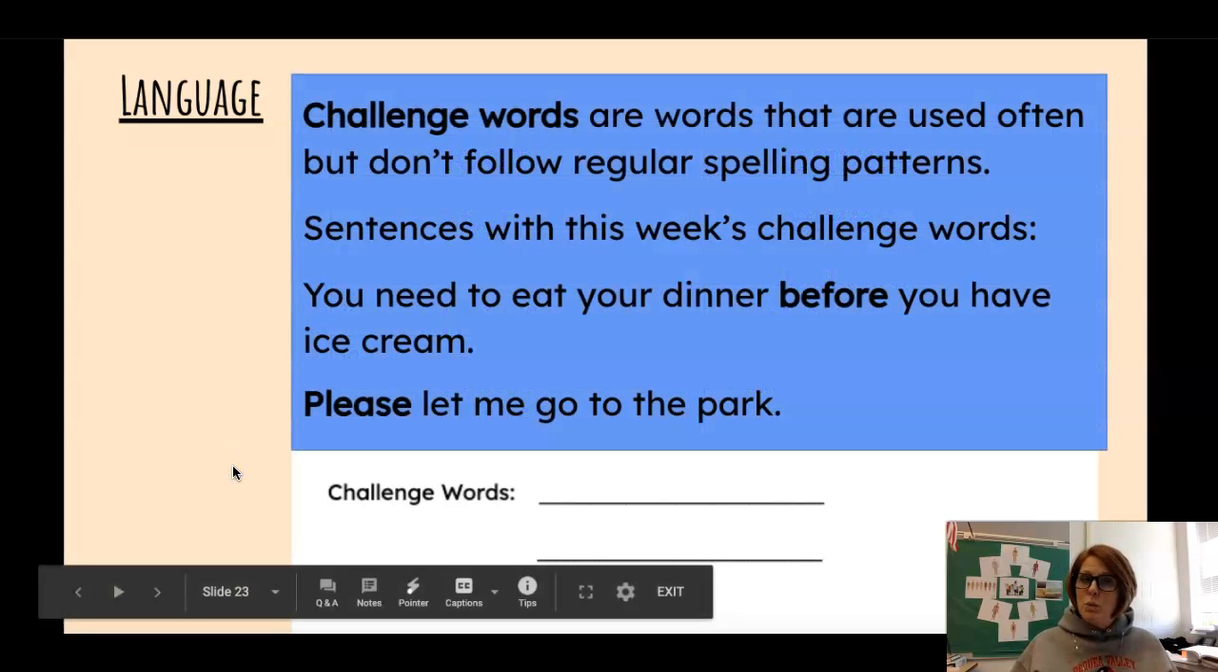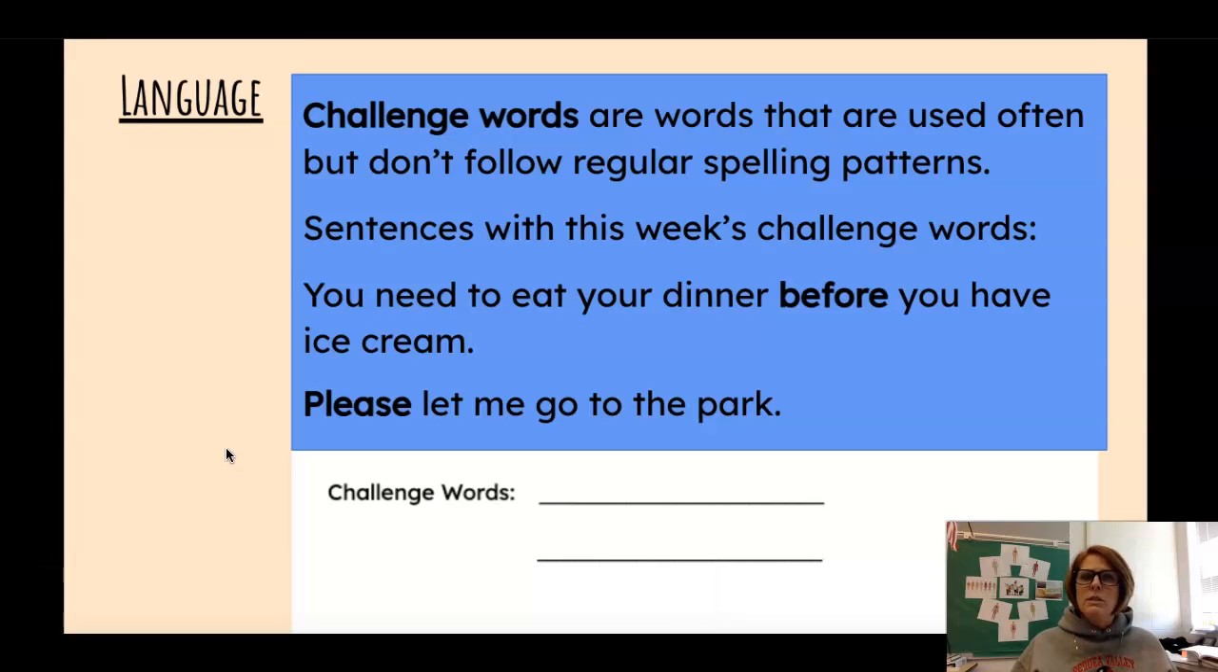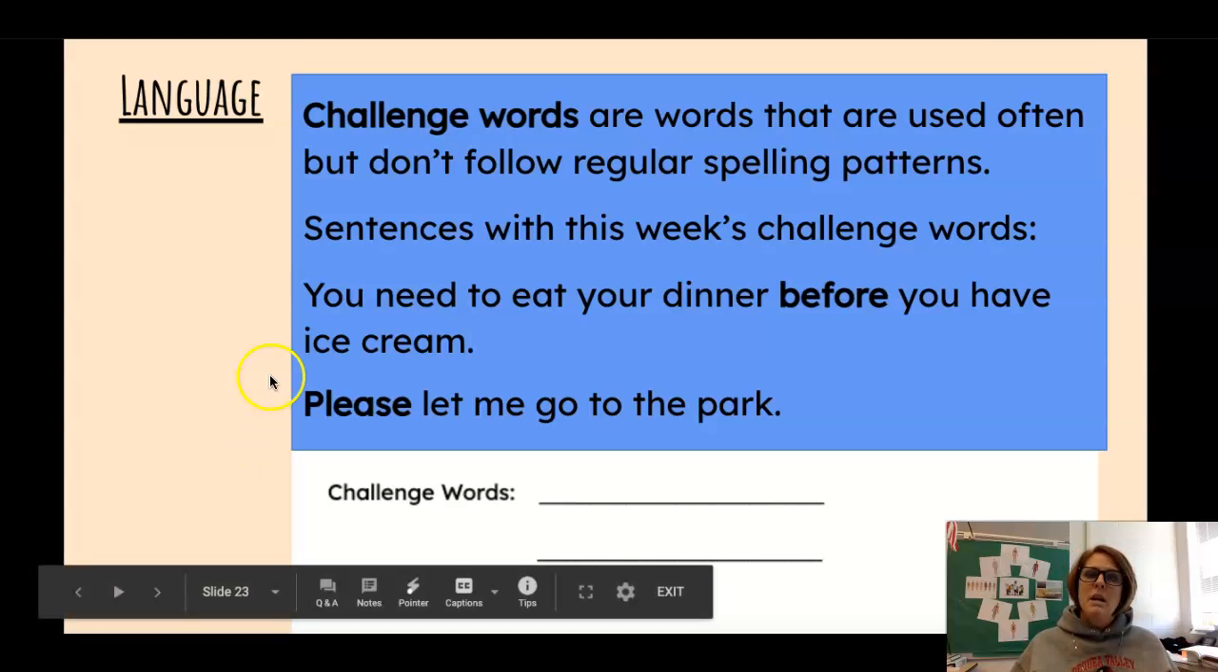And now your challenge words. These are words that are used often. So we use them a lot in our writing and our speaking, but they don't follow regular spelling patterns. So we just have to remember how to spell these words. Okay? So here we have sentences that have our words in them.